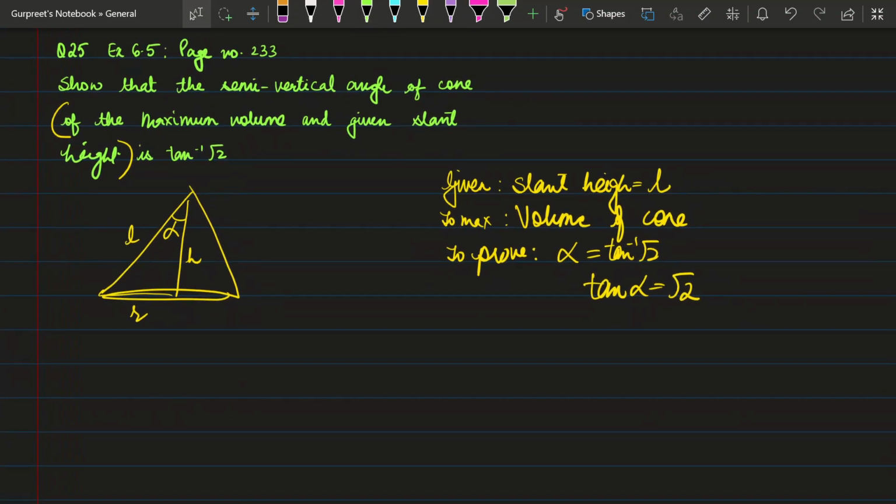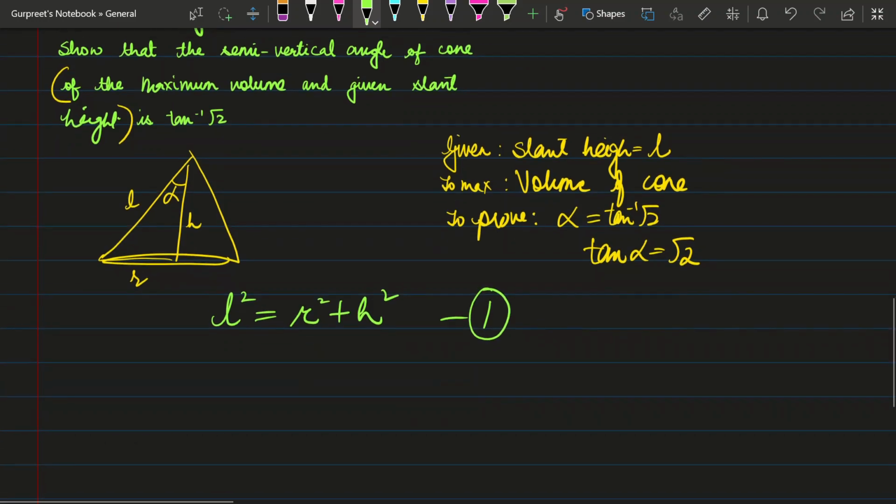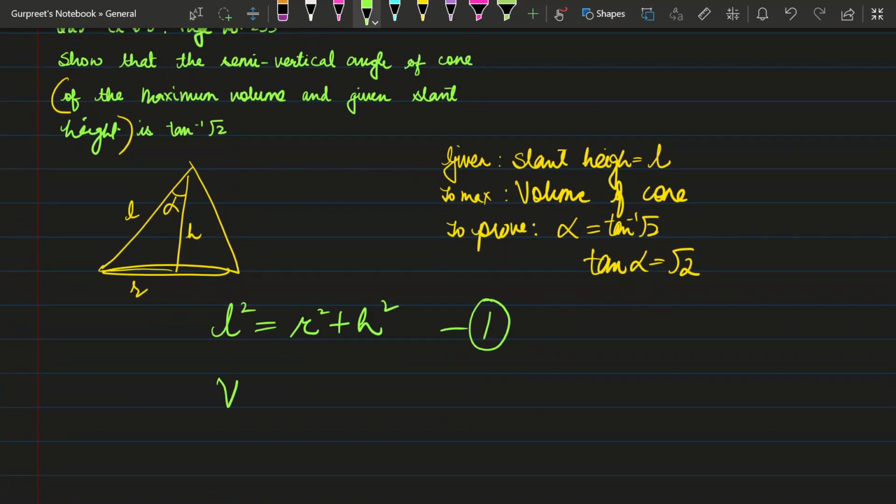Now the question states, first of all, what is given? L is given, and the moment you see a cone, you can use this equation that L square is equal to R square plus H square. This is pre-knowledge which everyone has. Now you have to maximize the volume of the cone. What is the formula for volume? 1 upon 3 pi R square H. Let this be equation number 2.